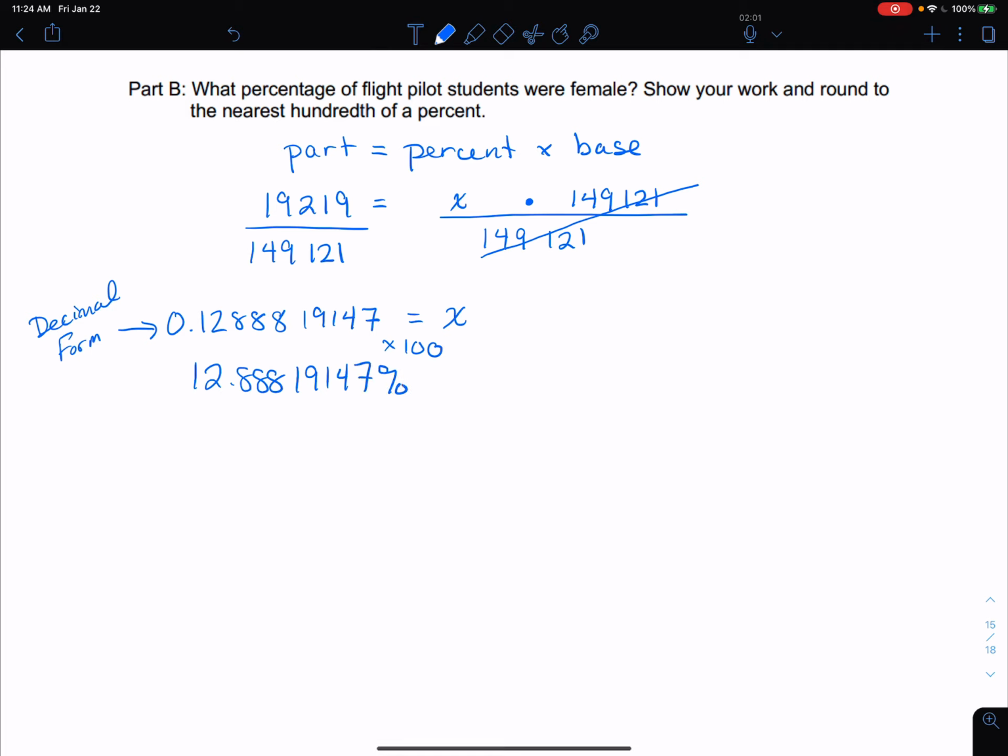Percent. And then notice they told us to round to the nearest hundredth. So we have tenths, hundredths is this 8. The 8 next to it tells us to bump it up. So for our final answer, we'll have 12.89%. And that's answering this question, what percentage of flight pilot students were female? So 12.89% of students were female.